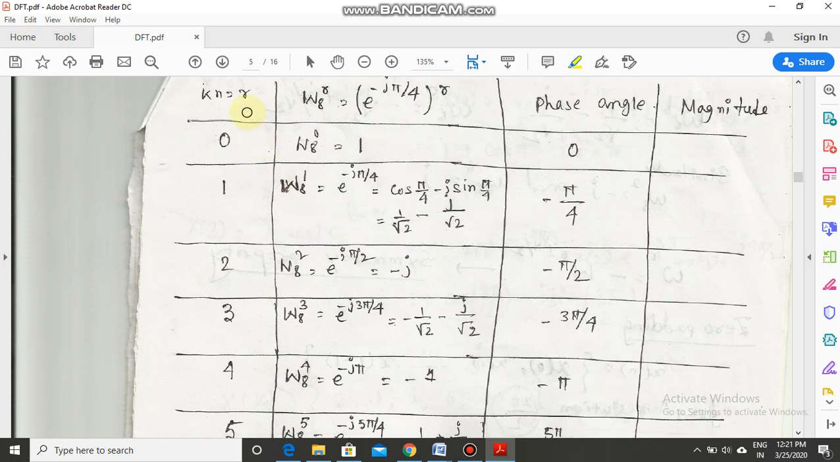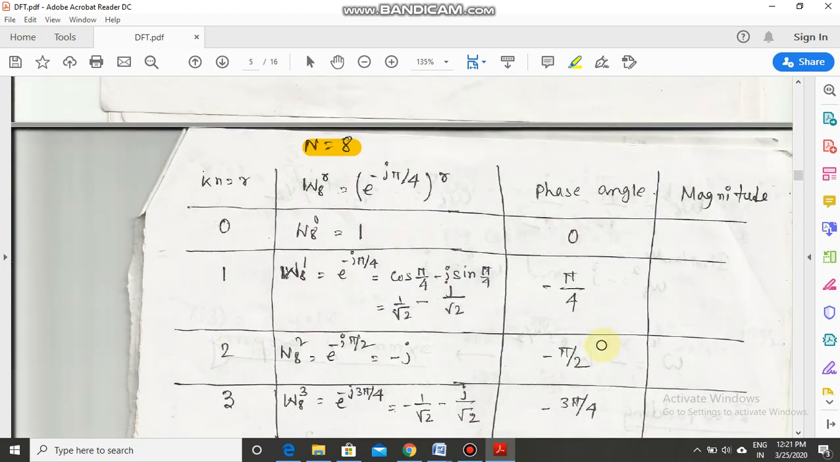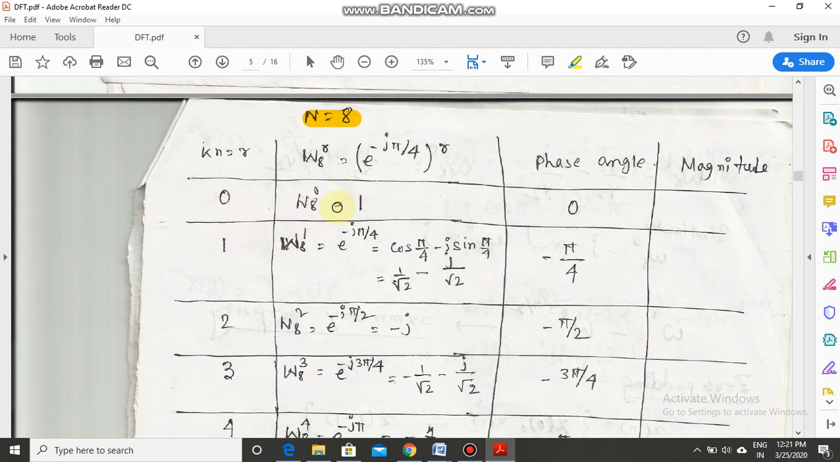Now if I do this for r equal to 0, r equal to 1, r equal to 2, r equal to 3, or subsequently put all the values of r and calculate the phase angles, for r equal to 0 we get W8 to the power 0, which is nothing but 1, and its phase angle is 0, very obvious. If I put r equal to 1, it is W8 of 1, that means e to the power minus j pi by 4 to the power 1. If I expand this in cos and sine, that is if I apply Euler's theorem, it is cos pi by 4 minus j sin pi by 4, which is 1 by root 2 minus j 1 by root 2, and its angle is tan inverse b by a, so it is pi by 4.